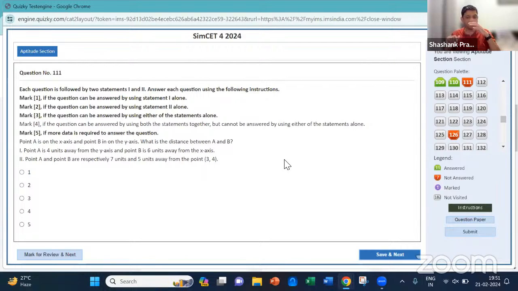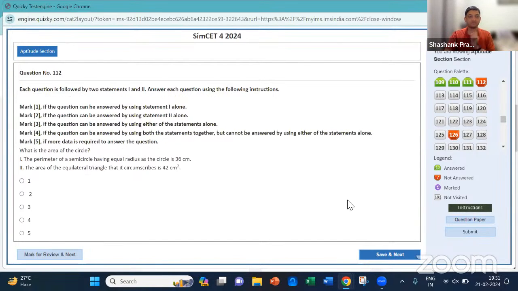A and B are 7 and 5 units away from the point 3, 4. Okay. A is 7 units away from 3, 4. And A is on the x-axis. इतना मेरे को पता है. So 3, 4 अगर यहाँ पे है and A is 7 units away. I think there are two possibilities. Either 7 units in this sense or 7 units in this sense. And B भी दो possibility होगा. 3 and 4 अगर है तो 5 units either in the northern sense or in the southern sense. तो उसमें अलग अलग A, B के values आएंगे. I think only A is enough. So mark 1, right? So yeah, that's what we'll do.